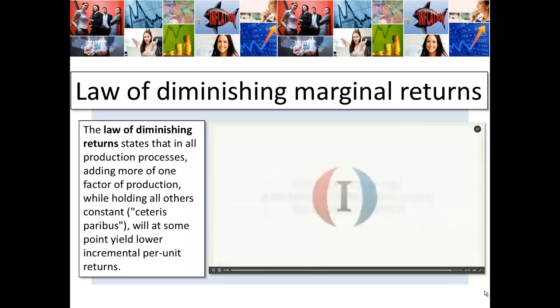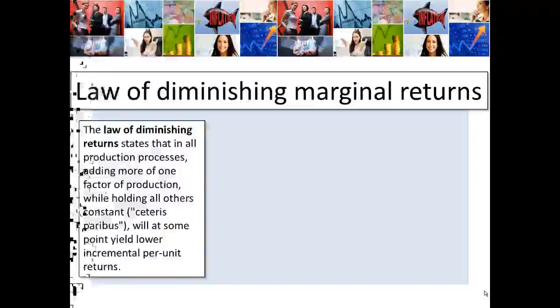So a key term in this unit, the law of diminishing returns. In all production processes in the short run, adding more of one factor of production, holding others constant, will at some point, sooner or later, produce lower additional per unit returns.